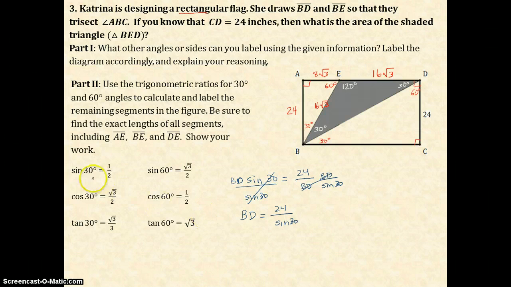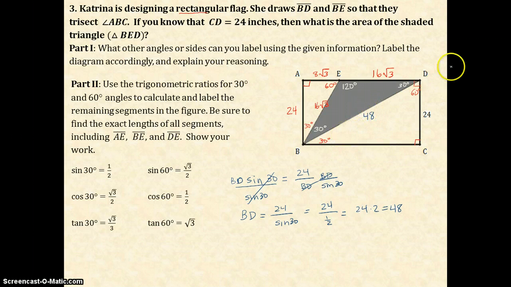Well, sine of 30 is 1/2. So that's 24 divided by 1/2. And dividing by 1/2 is the same as multiplying by 2. So 24 times 2 equals 48.